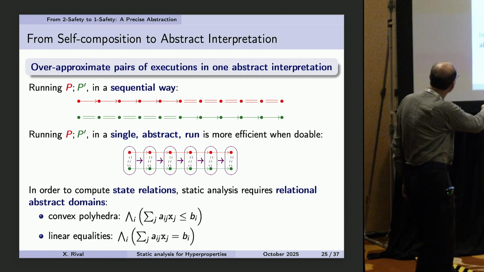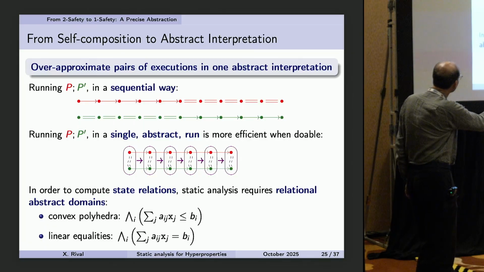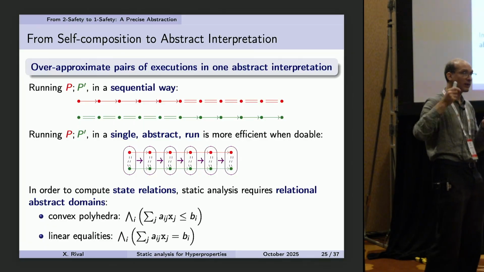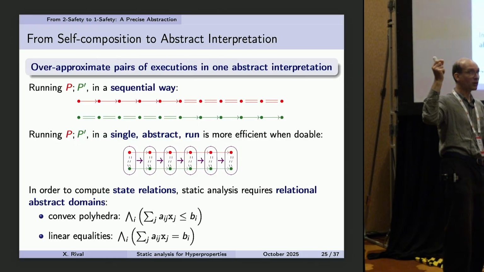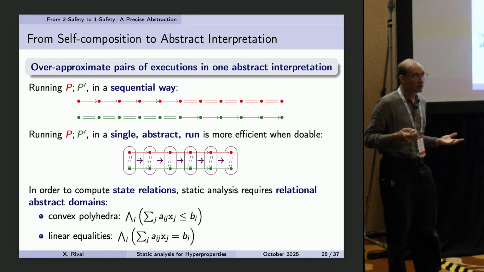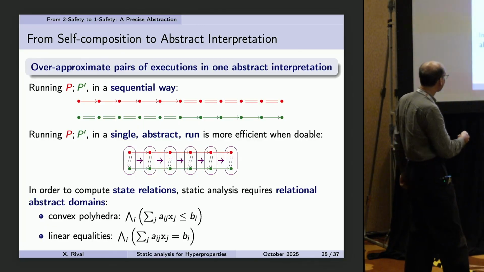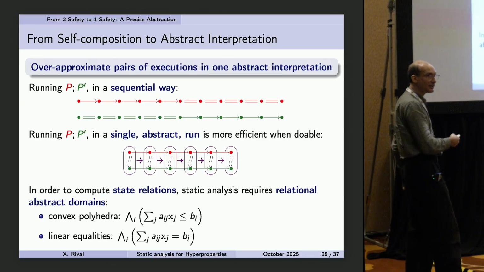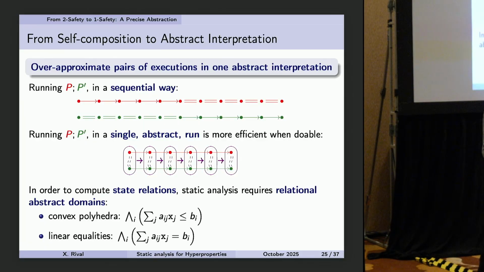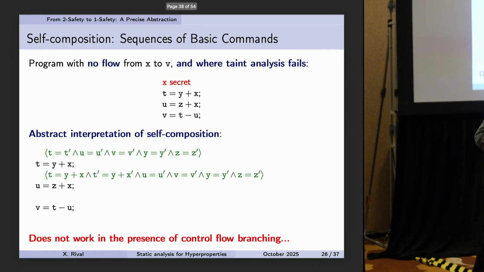Like here you have equivalent symbols for each of these states. We have to maintain a very tight relation between the prime and non-prime variables. So we are going to turn to more expressive, more costly abstract domains like convex polyhedra or linear equality. How does it work? Well, let's see an example.